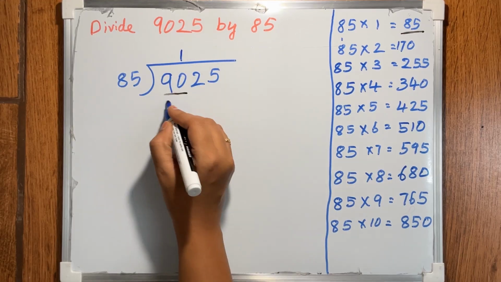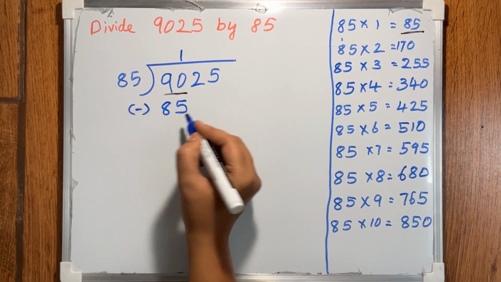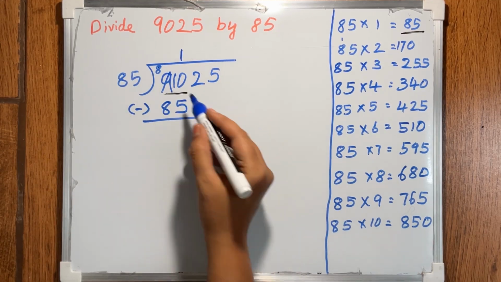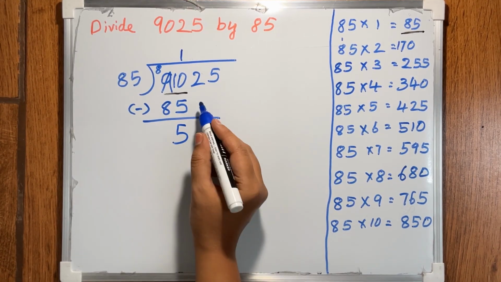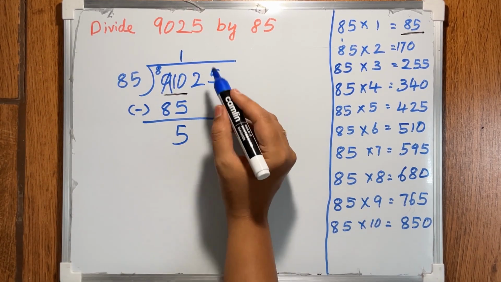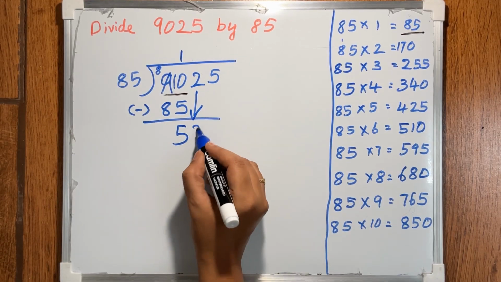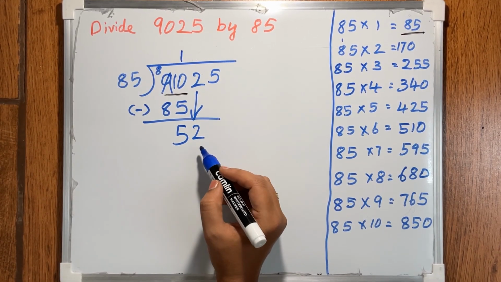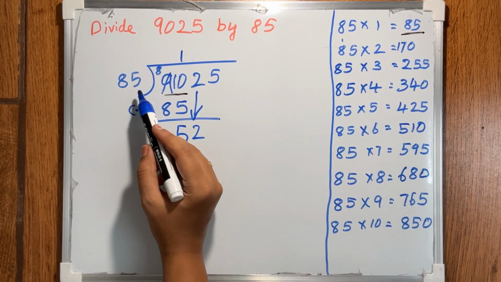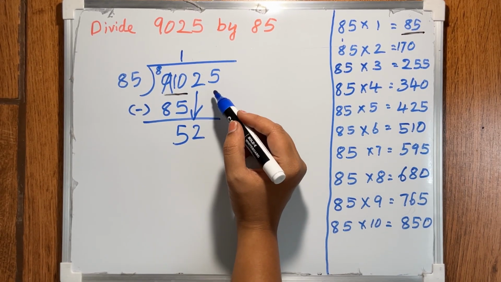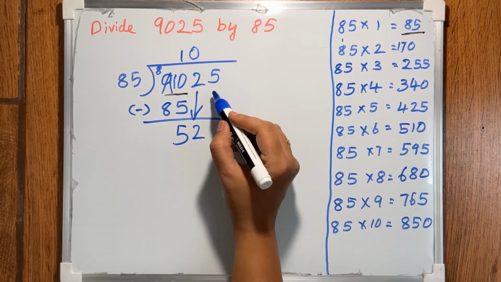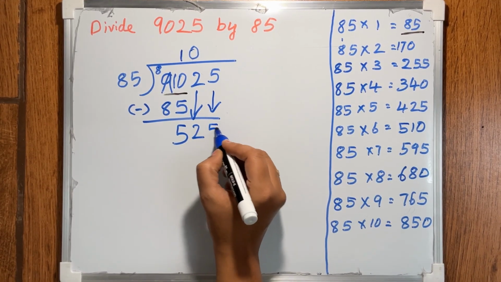85 ones are 85. Minus, do borrowing, 10 and this becomes 8. 10 minus 5 is 5. As 5 is lesser than 85, I will bring down the next digit, that is 2. After bringing down the next digit also, 52 is lesser than 85. So if I want to bring down the next digit, at the same time I will put 0 in the quotient. I will bring down the next digit, number 5.